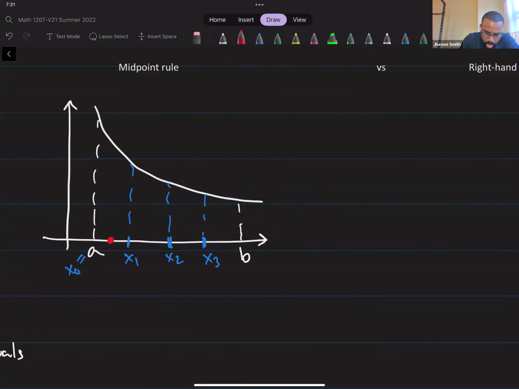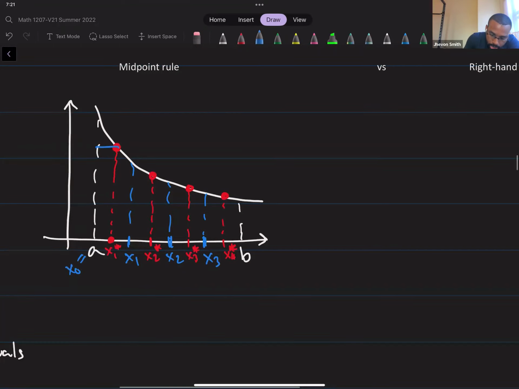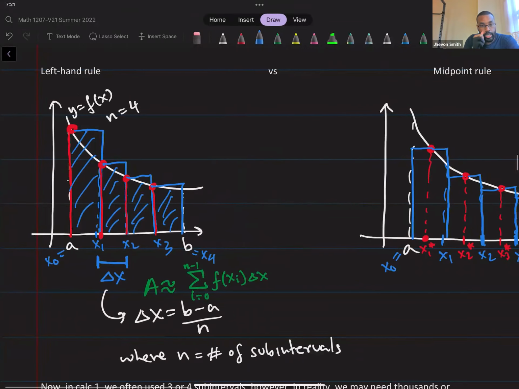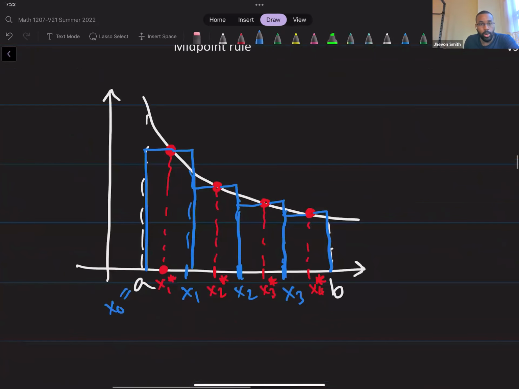These guys I call x1 star, usually x2 star, x3 star, x4 star, which are just the average of the two outer endpoints, right? So now my rectangles will be this height, and then this height, and then this height, and then this height. Now here, in this case, you see me trying to correct for the over approximation by actually, I over approximate on one side and under approximate on the other side. In this scenario, that's how the midpoint rule ends up looking.